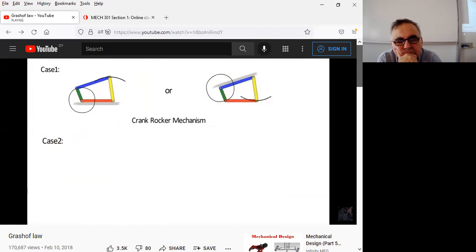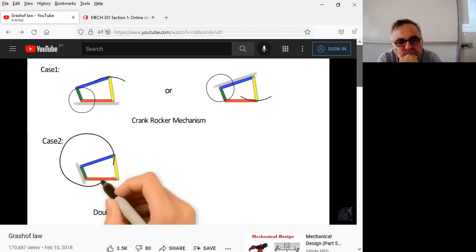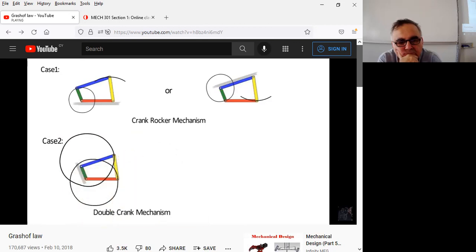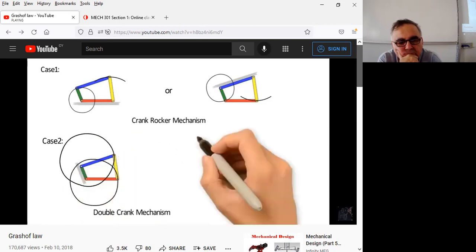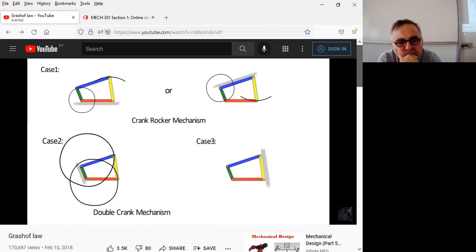Case two. Shortest link is fixed. This configuration is double crank mechanism. Case three. Link opposite to shortest link is fixed. This configuration is double rocker mechanism.